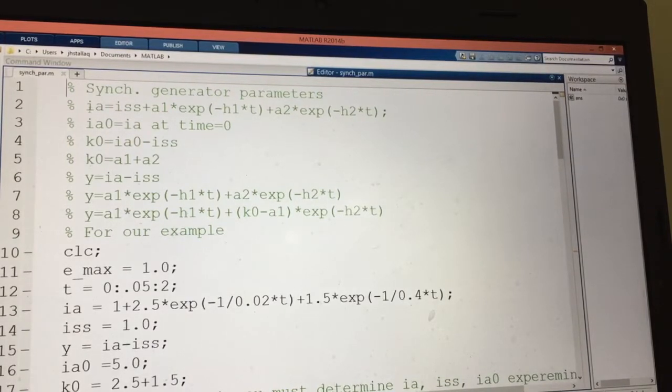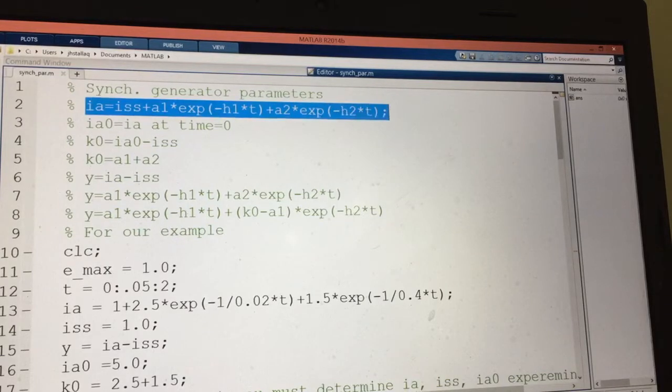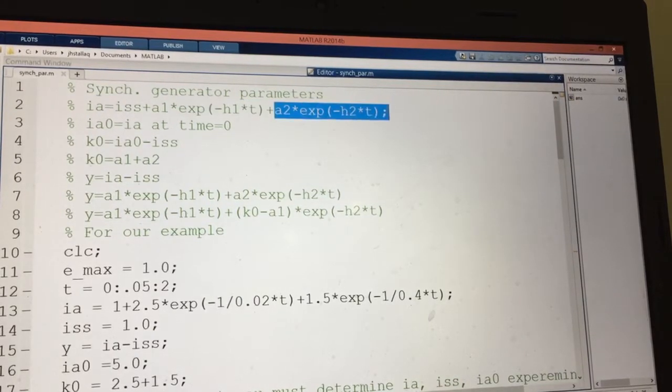We assume that IA is equal to three components. This is the envelope of the current: I steady state, and then A1 exponential minus H1 times T, which is the transient component, and then A2, which is this one, the subtransient component. Here, H1 means 1 over the transient time constant, and H2 is 1 over the subtransient time constant.